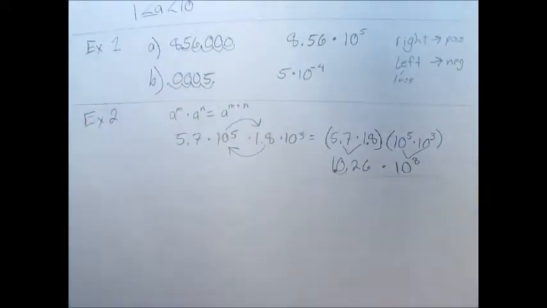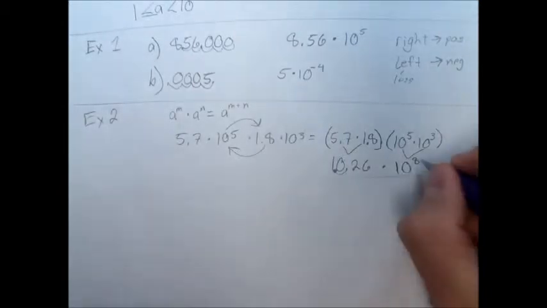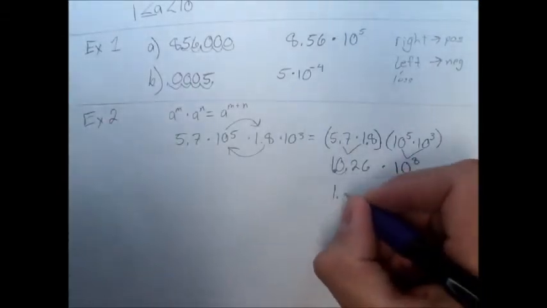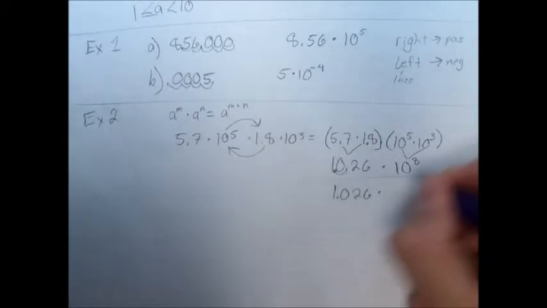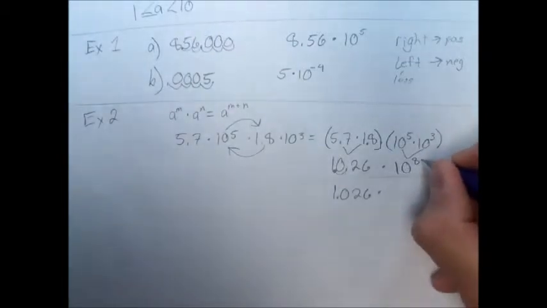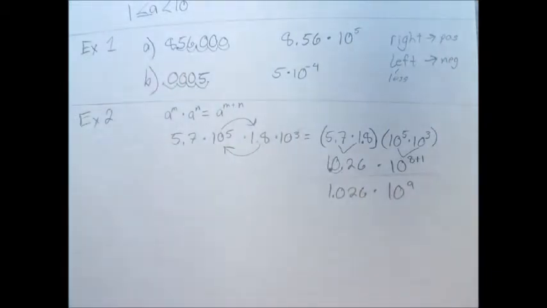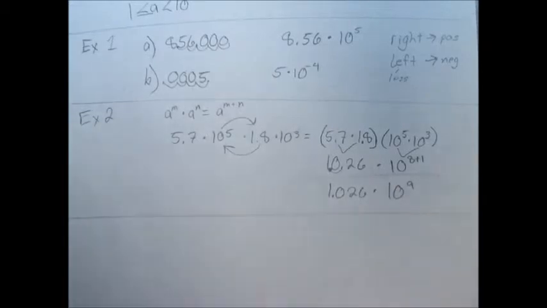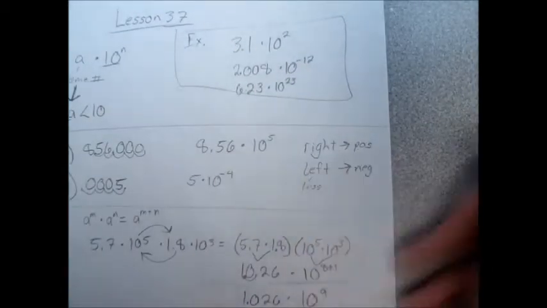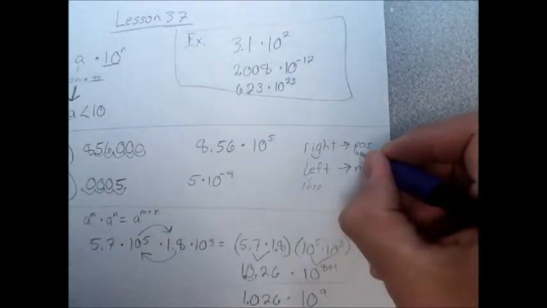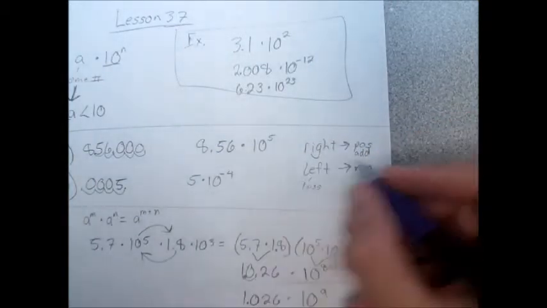So since it's 1 to the right, that's positive. Remember, positive is the same as plus. So I'm going to rewrite this 1.026 times 10 to the, since I moved it 1 to the right, I'm going to add 1. So now it's 10 to the 9th. If I had moved it to the left, I would subtract 1. Questions there? Okay, so where we had this note, we said right goes positive, so maybe we'll make another note that says add, and left is subtract.